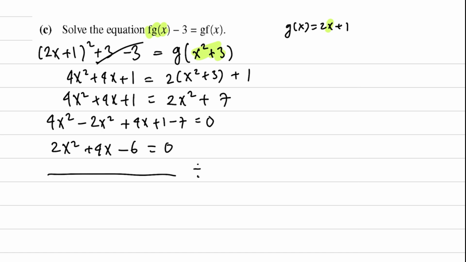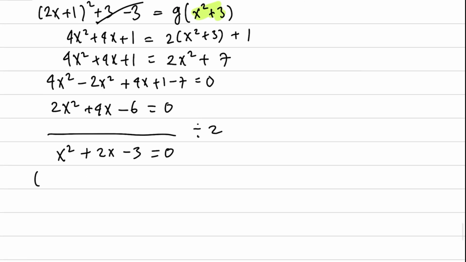We divide both sides by 2. You will get x squared plus 2x minus 3 equals 0. And then it's just simple factorization, right? So you will have (x plus 3)(x minus 1). So we have two values for x: x equals negative 3 or x equals 1.